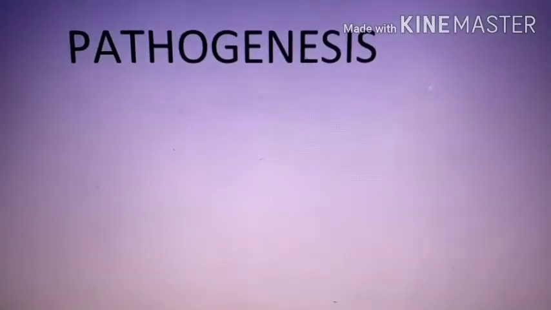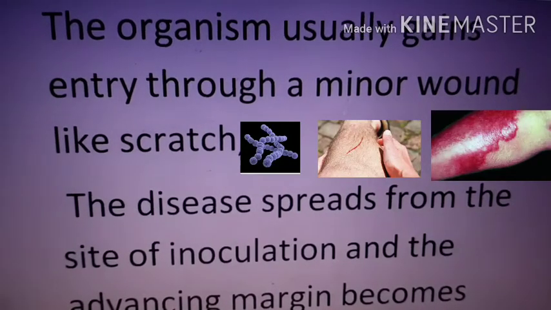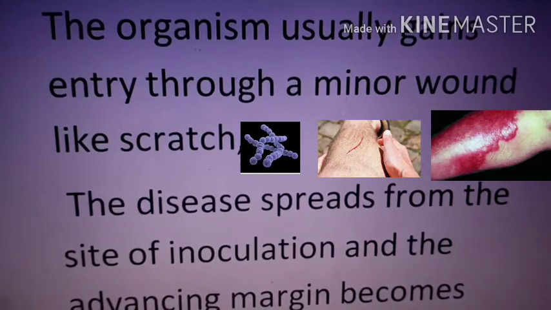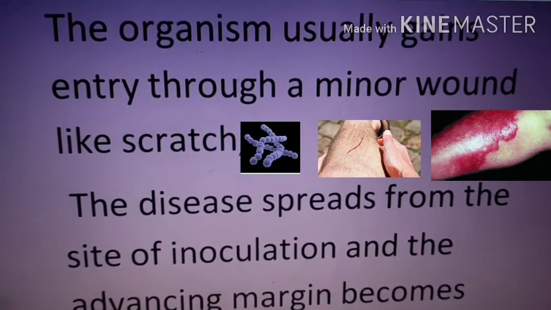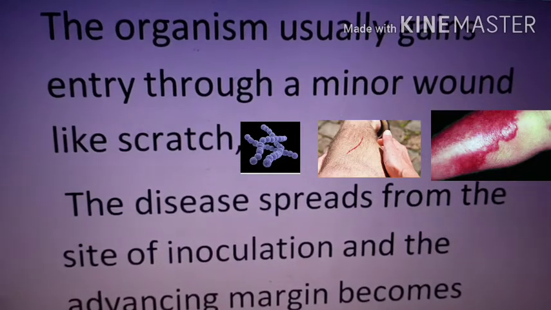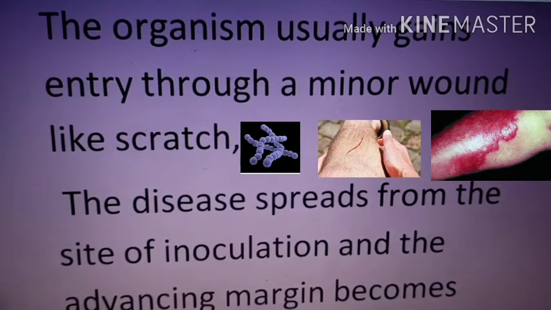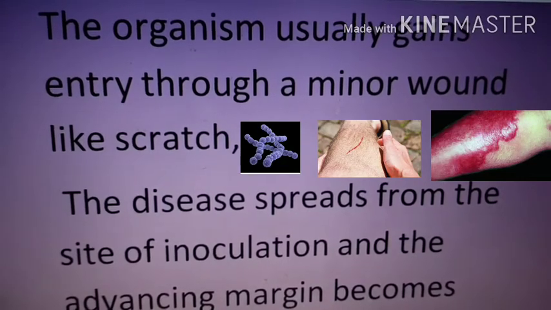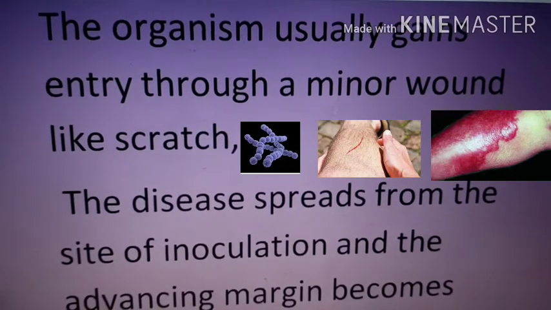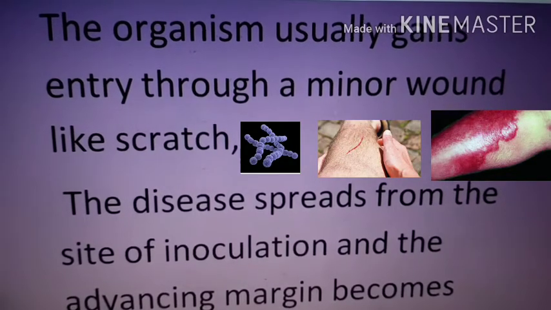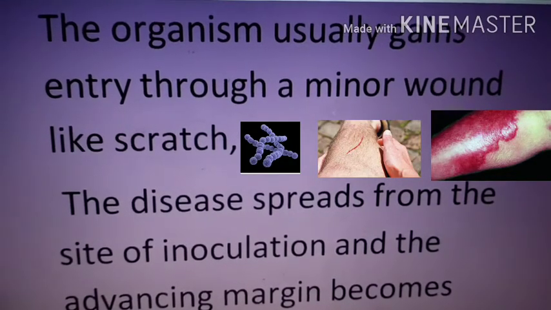Next is pathogenesis. Here the organism will gain entry into the body through a minor wound or a scratch. Then the disease will spread from the site of inoculation, meaning the site where the organism has entered. From there it will start spreading and will result in an advancing margin, which will become bright red and slightly raised above the surrounding surface. Here the margins are irregular, and now the lymphatics will get crowded with the streptococci, resulting in lymphangitis in the upper layer of the skin.